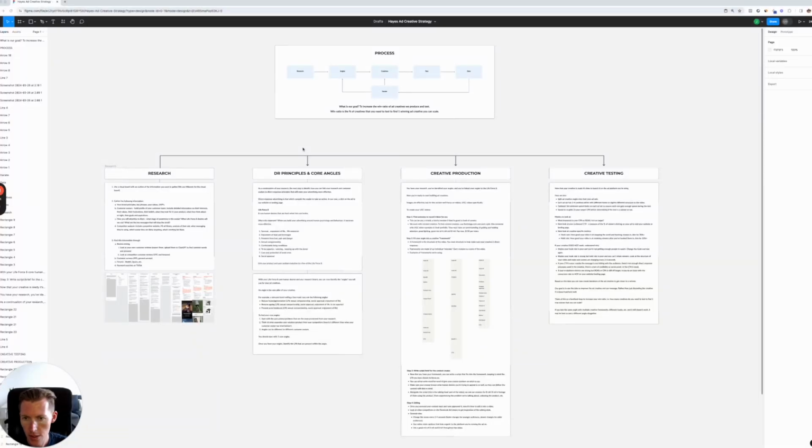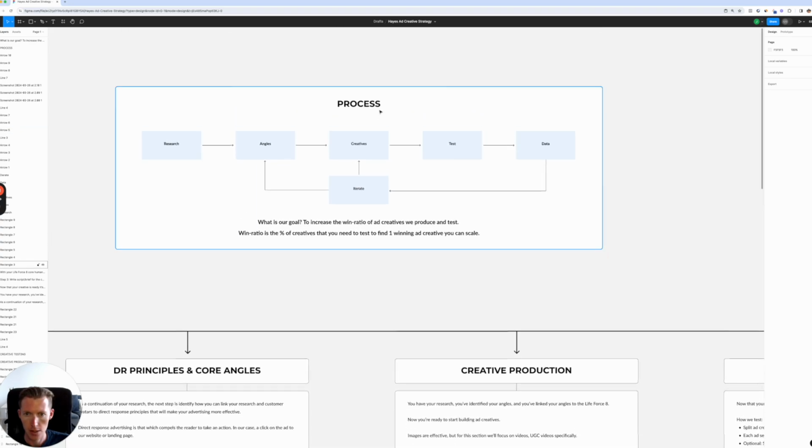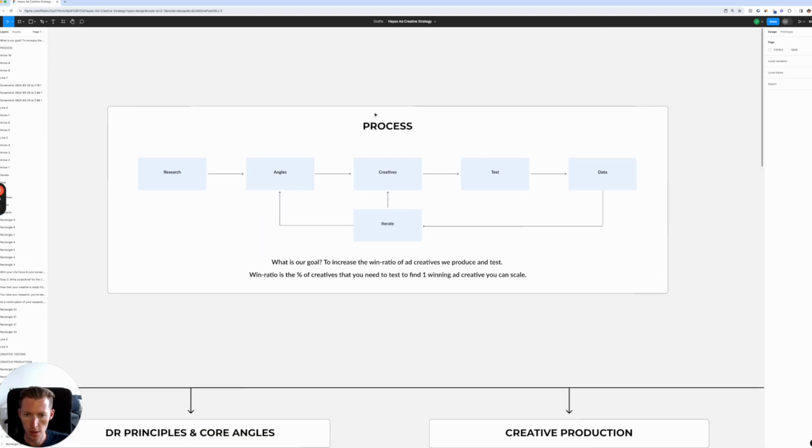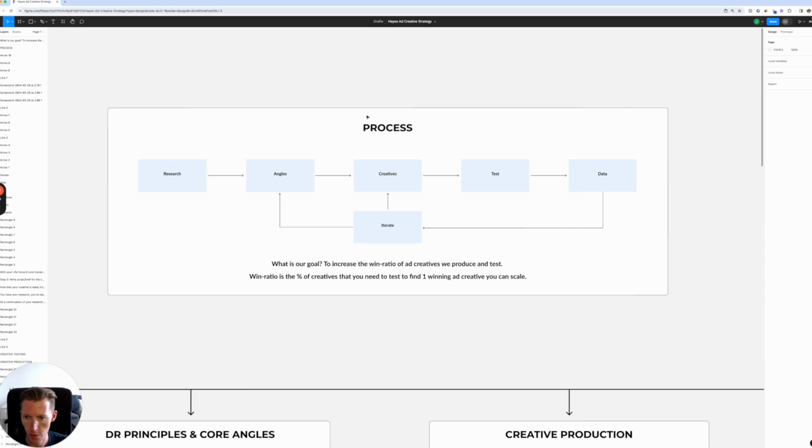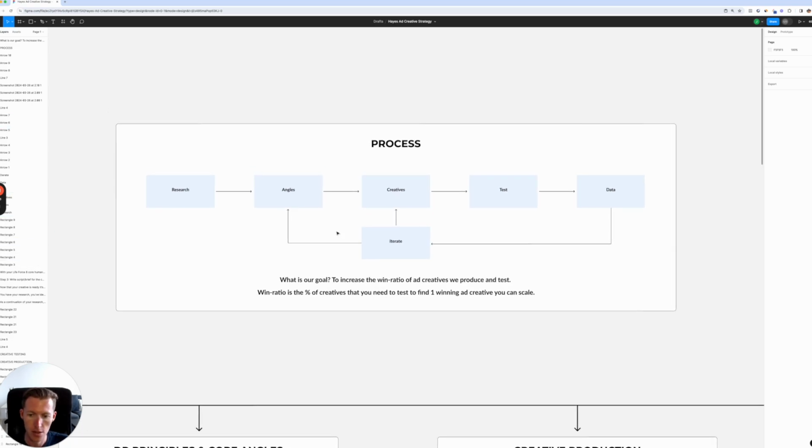Okay, so let's first start with the process behind our ad creative. I'm going to zoom into this diagram here, and this is what the visual of the process looks like, right? So we have research, angles, creatives, test, data, iterate, and then back to producing creatives or back to our angles, right?